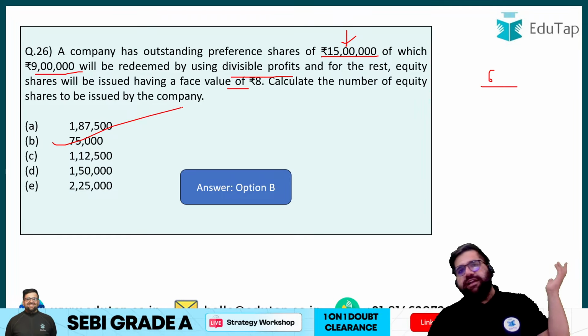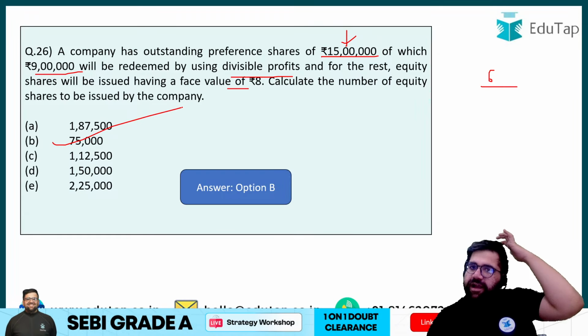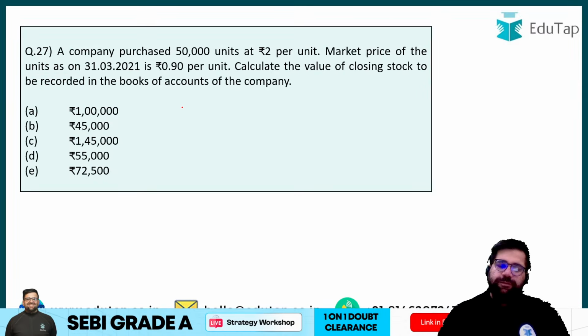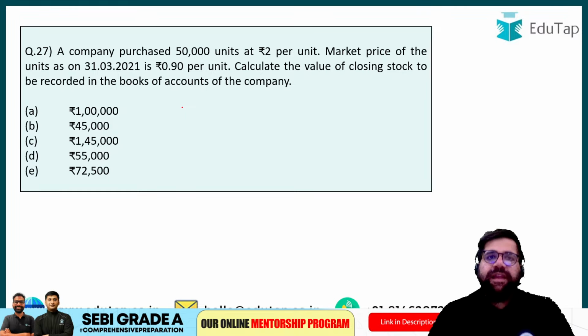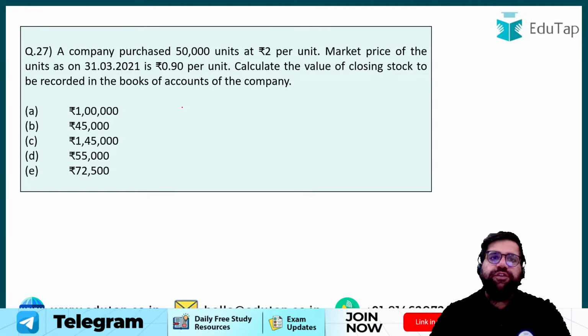So certain times easy questions can be asked in your Phase 2. Question number 27, my friends. A company has purchased 50,000 units at rupees 2 per unit. Market price of the unit as on 31st March 2021 is 0.90 per unit. Now calculate the closing stock of the company.